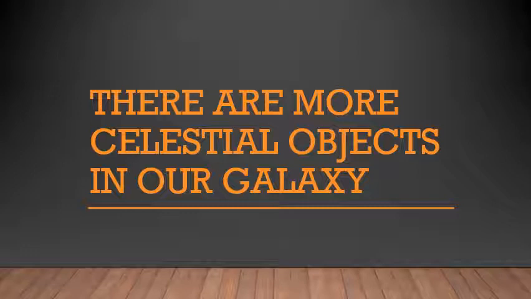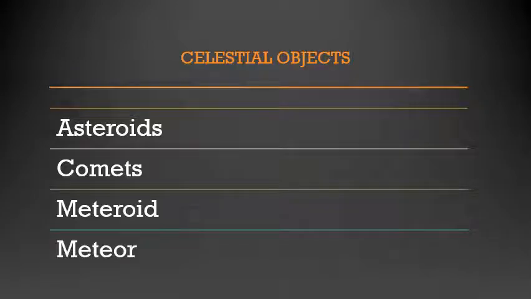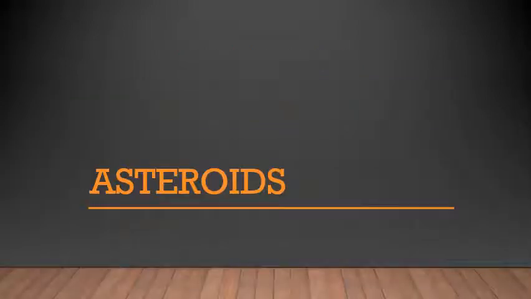Now, there are more celestial objects in our galaxy. It is not only our planet or the stars, right? There are other celestial objects which are present in our solar system. They are asteroids, comets, meteorites, and meteors. These are the other celestial objects that are present in our solar system or in our galaxy. So first we will learn about the asteroids.